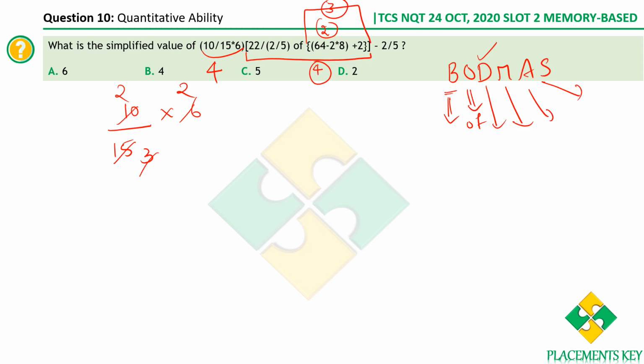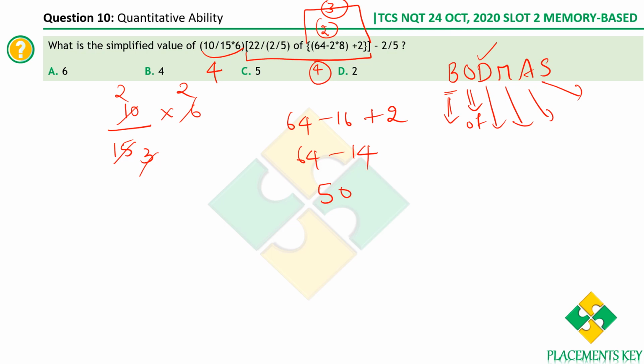Now let's evaluate this: 64 minus 2 into 8. So 64 minus 16 plus 2. Let me write it for you. 64 minus 16 we've got, again we've got plus 2. So what is it? 64 minus 16 plus 2. So it is minus 14. So you get the value as 50.